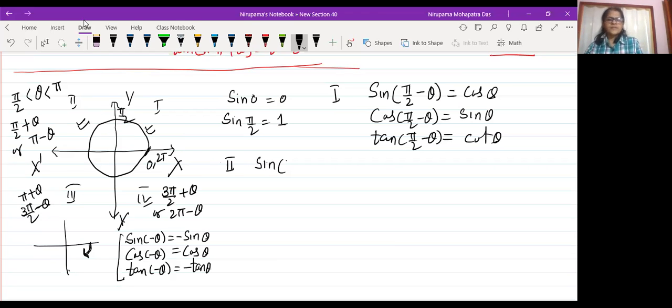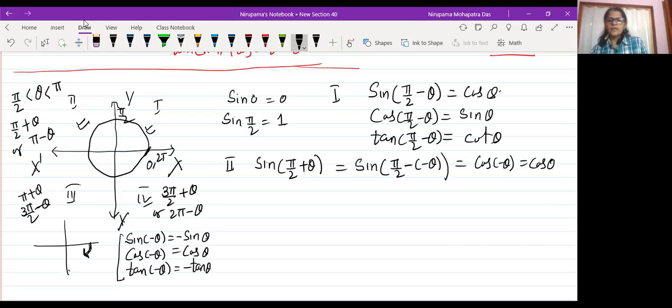Now let's take it this way. If I write sine of pi by 2 plus theta, it means sine of pi by 2 minus of minus theta. Just like using the first case, sin of pi by 2 minus theta is cos theta. Here it is cos of minus theta, that is equal to cos theta.